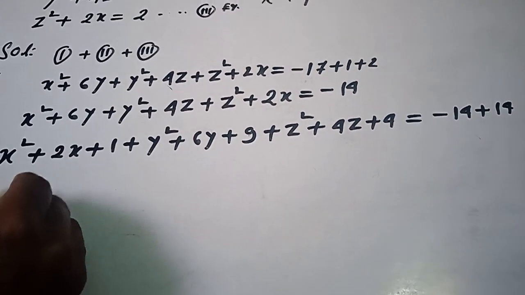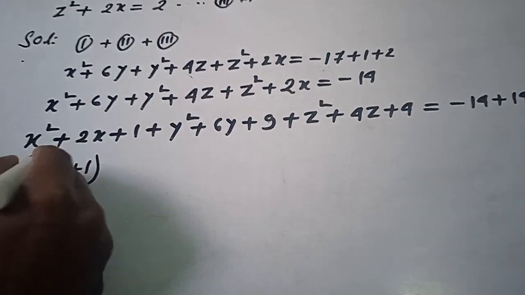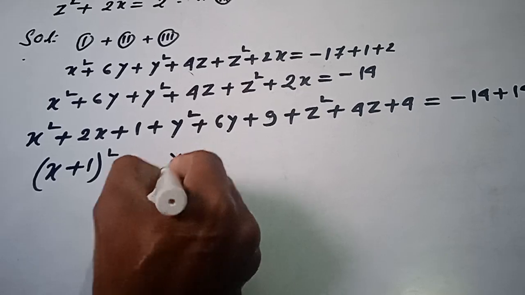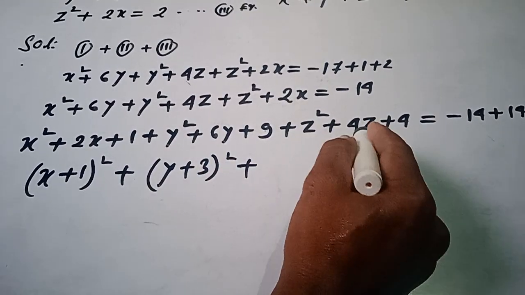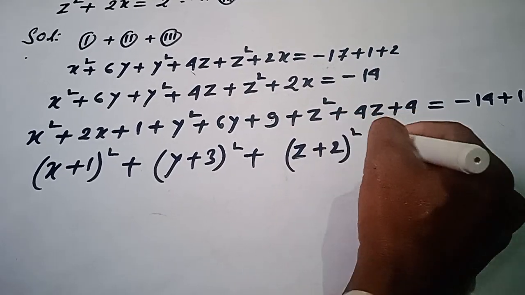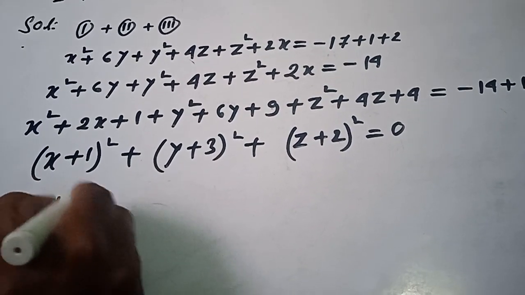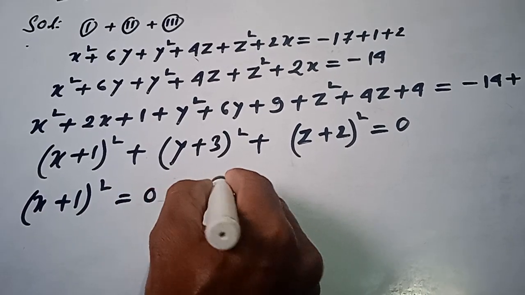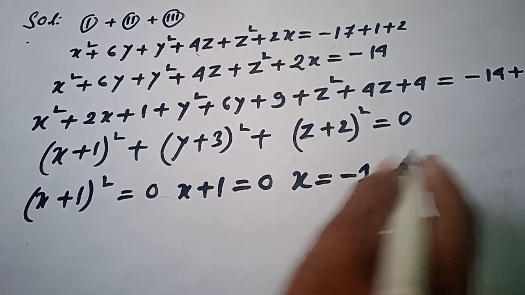Then x square plus 2x plus 1, we can write x plus 1 whole square. Y square plus 6y plus 9, we can write y plus 3 whole square. Here z square plus 4z plus 4, we can write z plus 2 whole square is equal to 0. So x plus 1 whole square is equal to 0. Here x plus 1 is equal to 0. Then x is equal to minus 1.